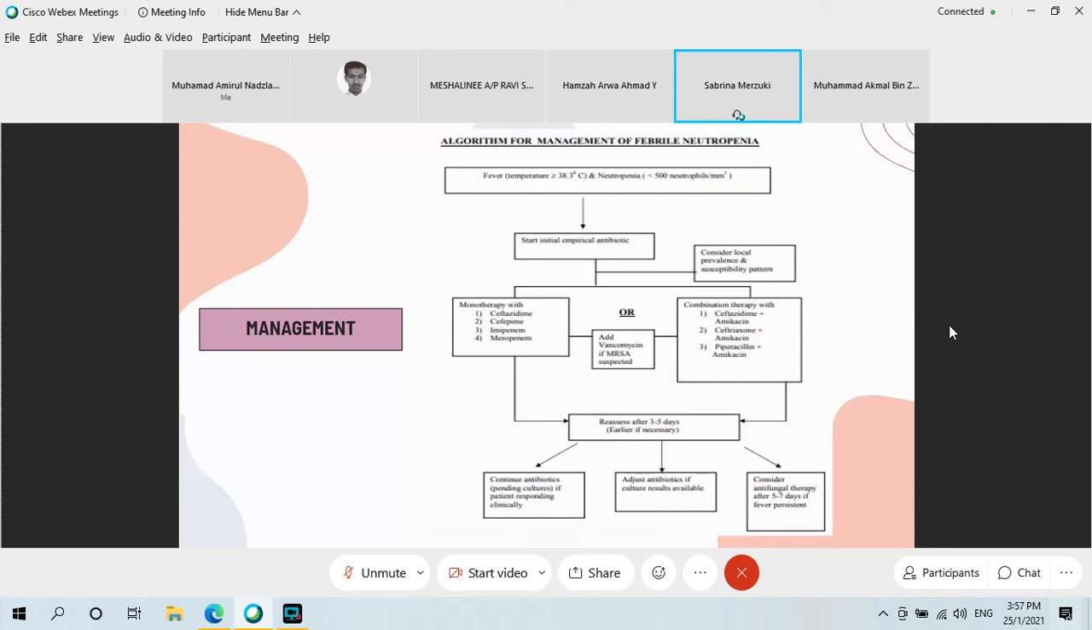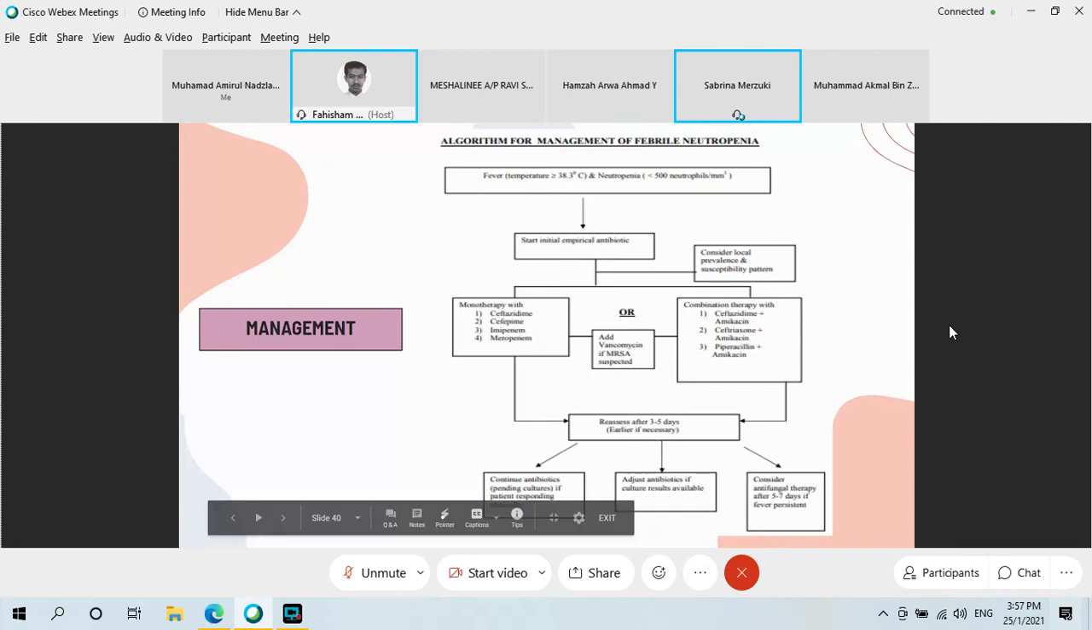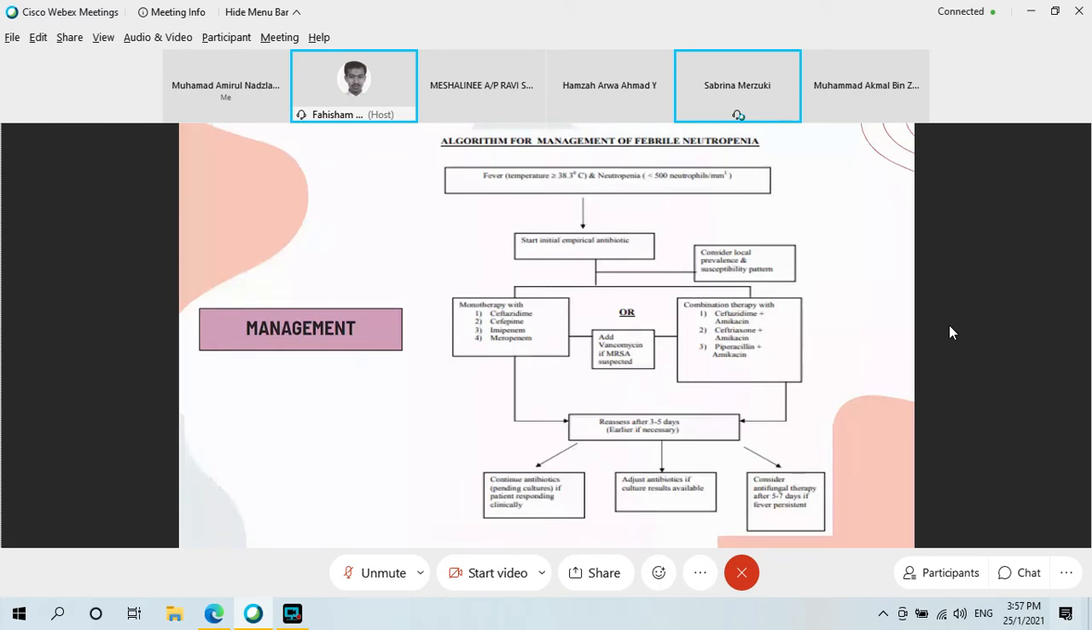Stop there. Okay. Monotherapy, you don't use monotherapy, okay? You need to use combined therapy. Why? Because this is febrile neutropenia, for cancer children who have neutropenia. So you do not know what the organism is, and you don't try to gamble using only monotherapy. So you need to use combined therapy to cover gram-positive and gram-negative.